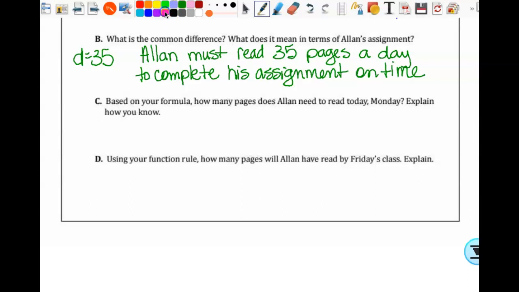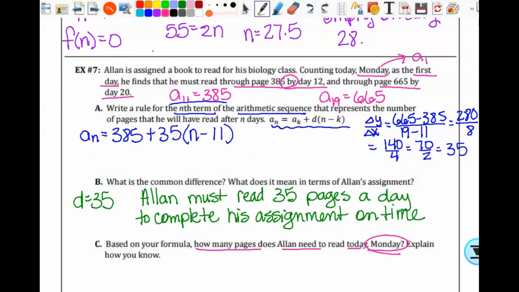So then it says, based on your formula, how many pages does Alan need to read today, Monday? How many pages would he have to read on Monday? 35, right? Now, we do know, and we did say, that a sub 1 is Monday. I could take 1 and substitute it in here and solve it, right? But how many pages am I supposed to read a day? 35.